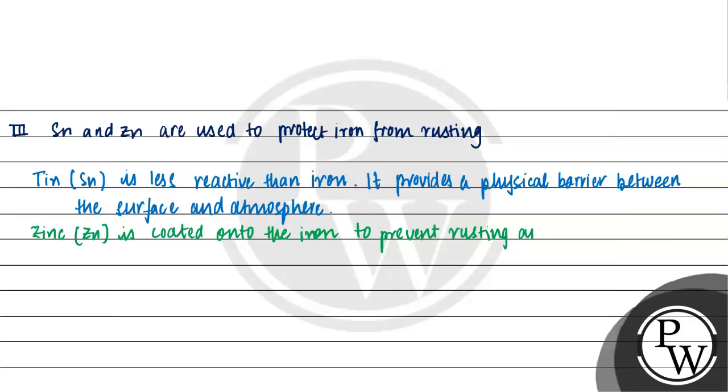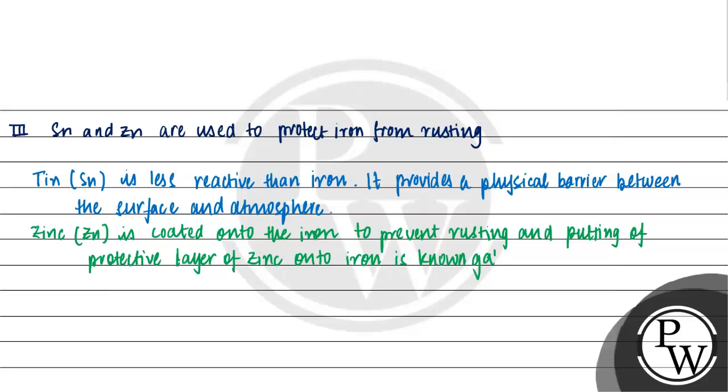and putting a protective layer of zinc onto iron is known as galvanization. तो हमारी थर्ड स्टेटमेंट भी ट्रू हो गई.